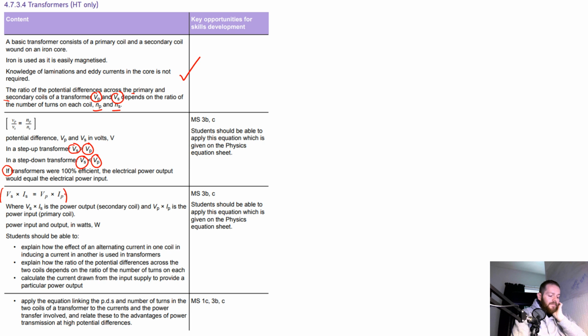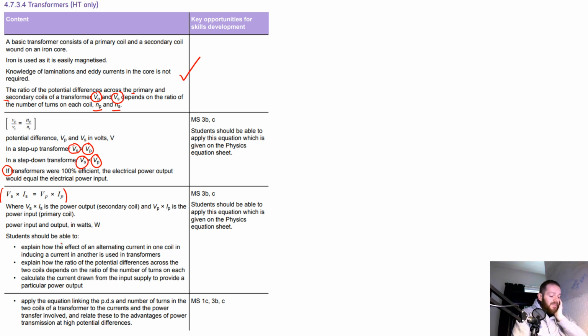So this is trying to get across the idea that there's going to be a conservation of energy as you go from your input power to your output power. You can change the variables that calculate that power, but the actual power itself should be the same in a 100% efficient world. So power input and output is measured in watts. Okay, you know that already. You know power is measured in watts.